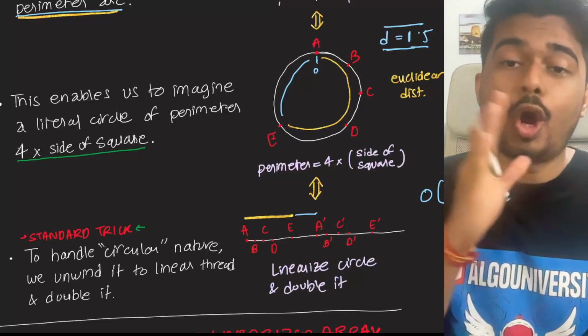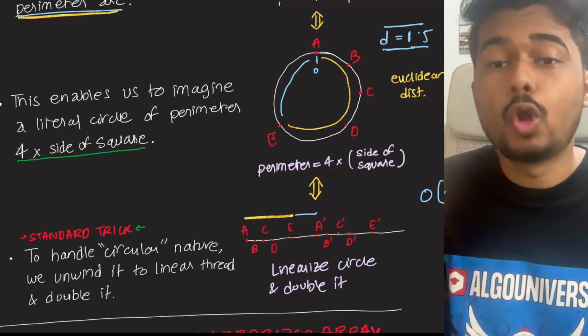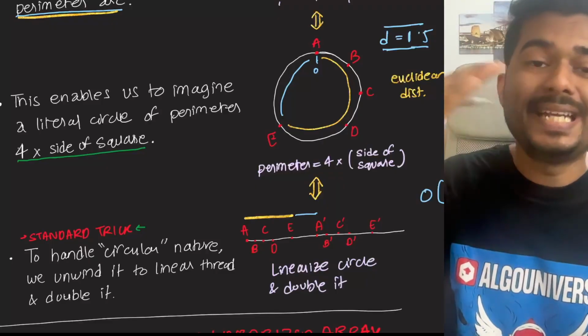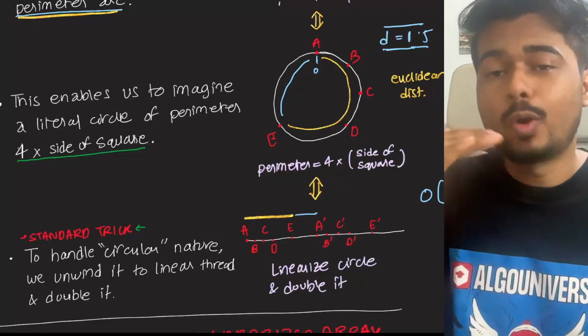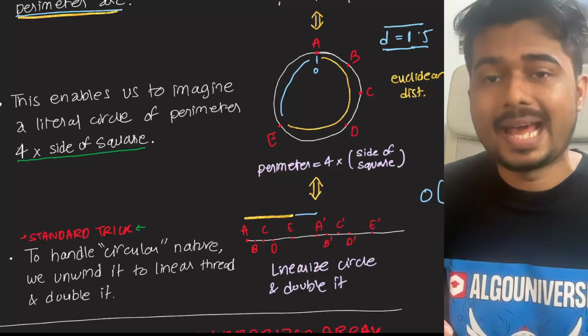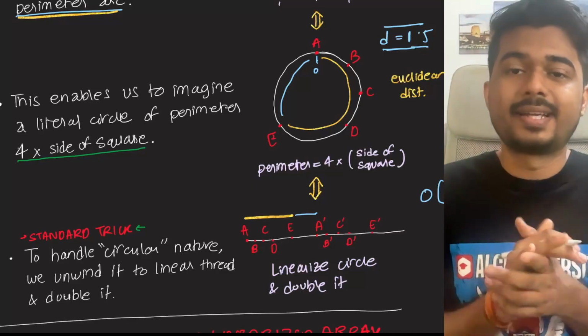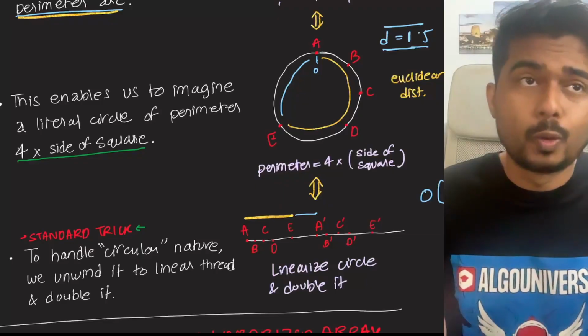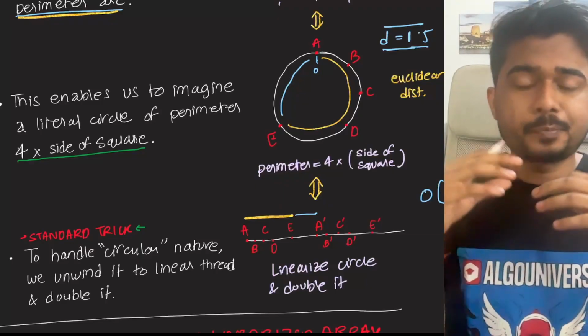So if we would not have doubled the array, then we would have missed out on the smaller arc from E to A, right? We did not want to miss it, and that is exactly why we have doubled this array, right? So this is a standard trick. I'll probably link you some problems, a lot of problems which require palindrome kind of situations.